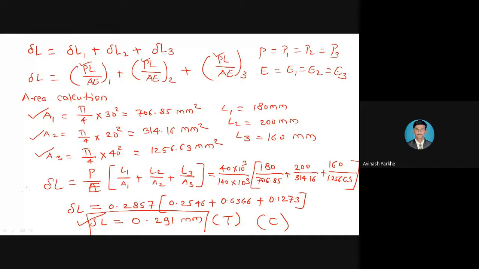Using those diameters, we calculated their cross-sectional areas in mm square. Then the lengths are also given. If they are given in mm, we can take them as they are. If they are given in centimeters, or sometimes in meters, we have to convert all these dimensions into mm. Then the formula: delta L is equal to PL upon AE of section 1 plus PL upon AE of section 2 plus PL upon AE of section number 3.